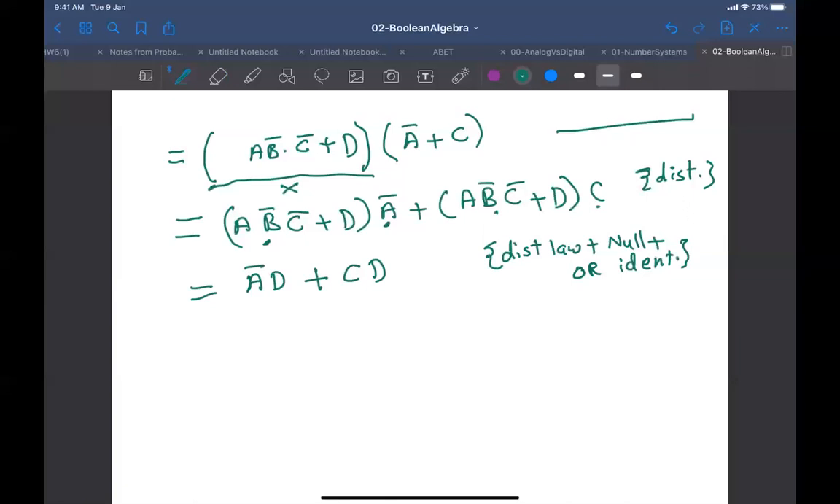So we can take common factor D. Excellent. Because we are not requested to put this in a standard form, we can take a common factor to get rid of one of the literals, okay? So this equals A complement or with C into D. So instead of 4 literals, it becomes 3 literals using distributive law. Okay. Any question about this?